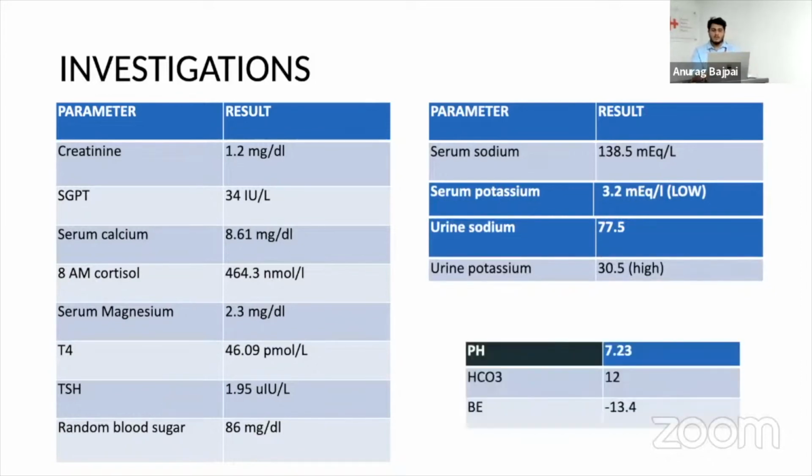suggestive of kaliuresis. We also got the venous blood gas done, which is clearly suggestive of metabolic acidosis, with pH very low, bicarbonate low, and base excess very low, which is basically minus 13.4. So we have a patient with hypokalemia and acidosis.